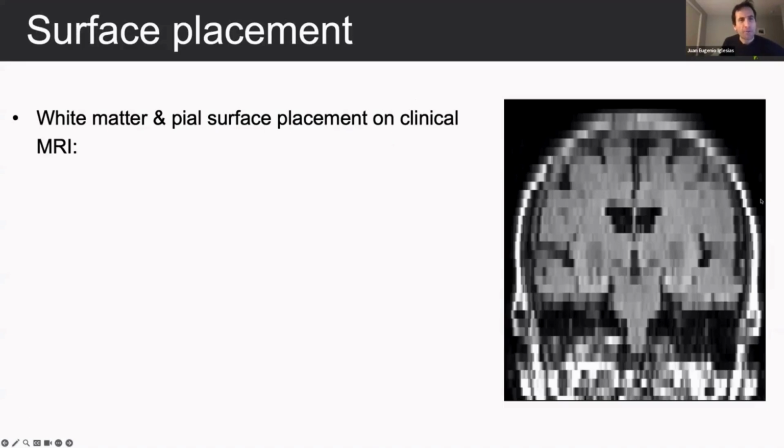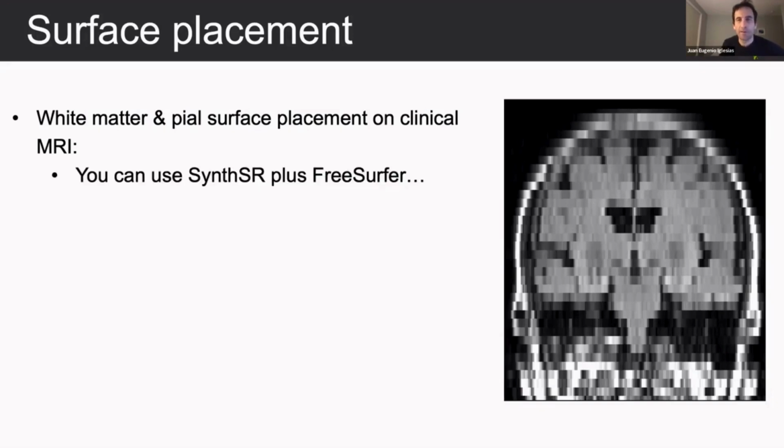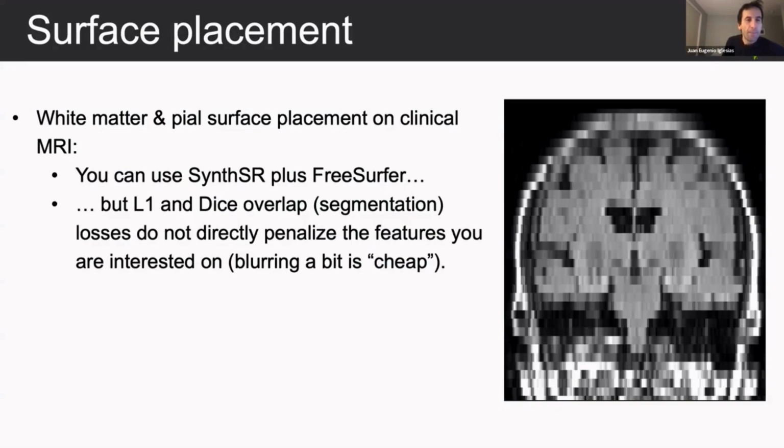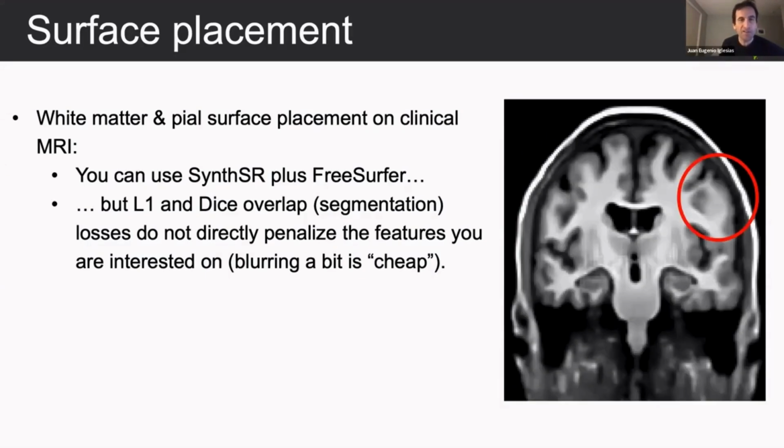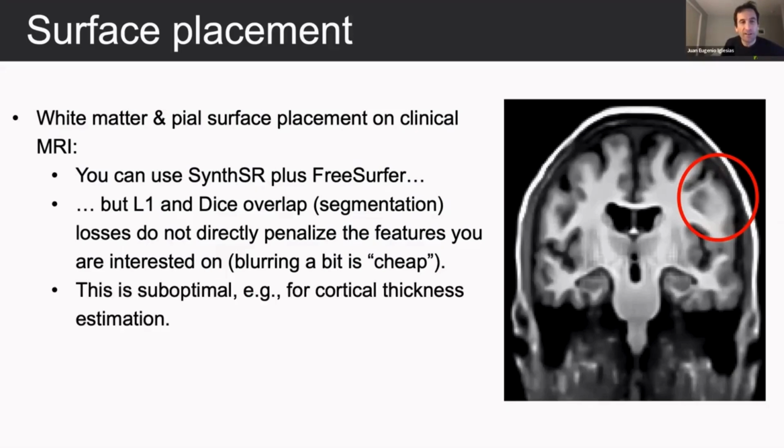The final thing I wanted to cover, and I don't have a lot of time, so I'll rush a little bit, is surface placement. We had the same problem as before. When you do SynthSR, yes, sure, you can run SynthSR and FreeSurfer, but same as before, your L1 and your Dice overlaps don't directly penalize the features that determine the cortical thickness, because blurring the cortex can be a bit cheap, both for L1 and for Dice, right? So again, if you want to look at, say, cortical thickness, this becomes problematic.